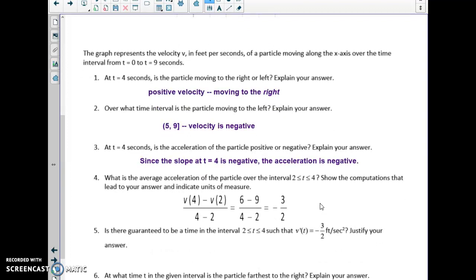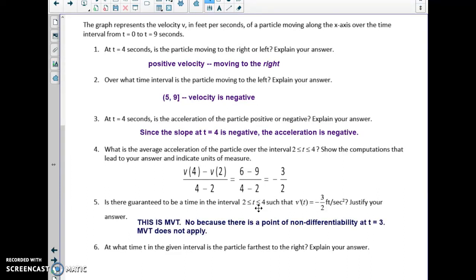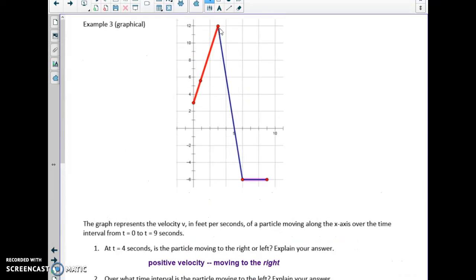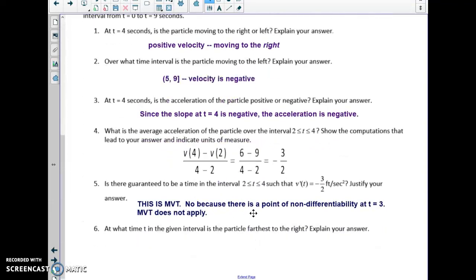And then the next question is probably the most important one here, that people tend to get wrong. It says, is there guaranteed to be a time in the interval 2 to 4 where that derivative would equal negative 3/2? This is actually the mean value theorem, and the mean value theorem only works if the window you're looking at has no points of non-differentiability. You'll notice on the graph that at x equals 3, you've got this corner point, so it's a point of non-differentiability. You cannot apply the mean value theorem. So the answer to this is no, not guaranteed.